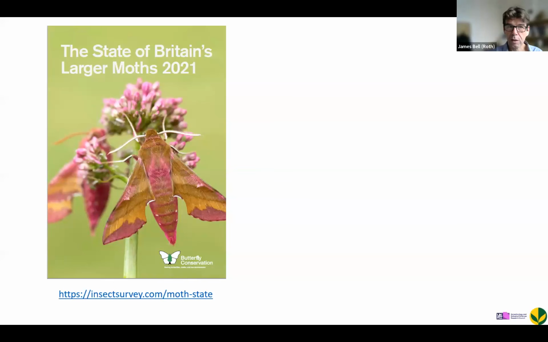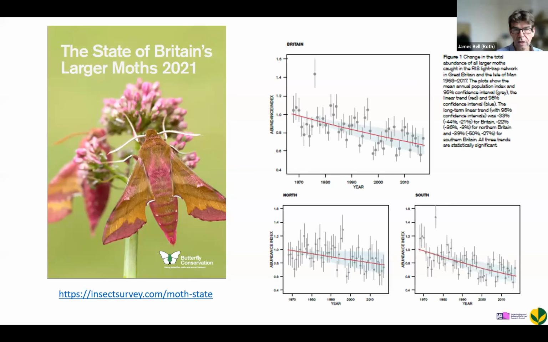Now, what happens to our data beyond you as clients using it? Well, we collaborate with Butterfly Conservation and CEH and others to really try and deliver impact from the data we collect. One example is the State of Britain's Larger Moths 2020 report. And if you want that, you can download it from our website by going to Moth State. So in that report, you'll see some trends on the abundance of moths.